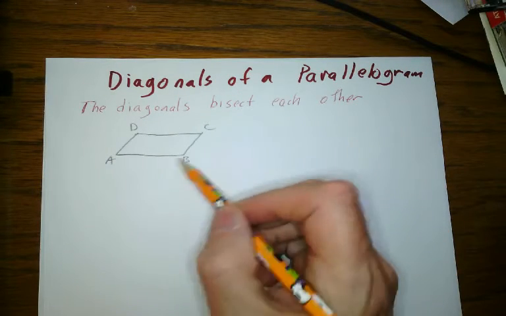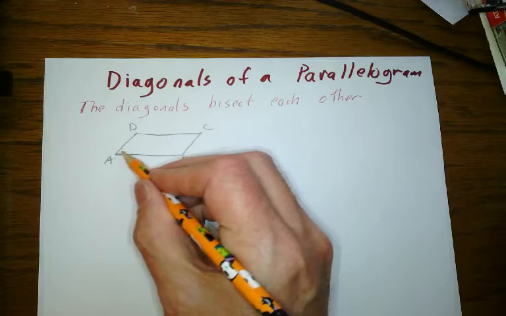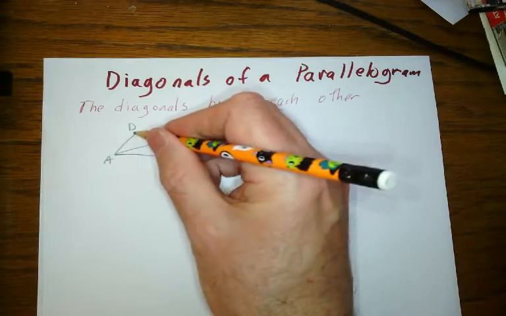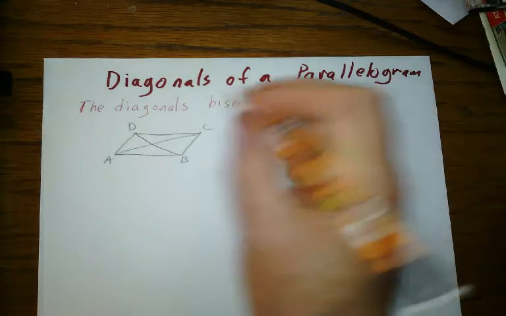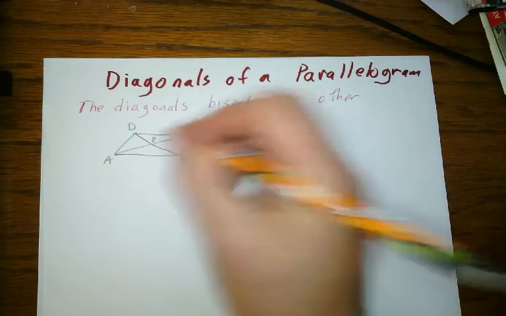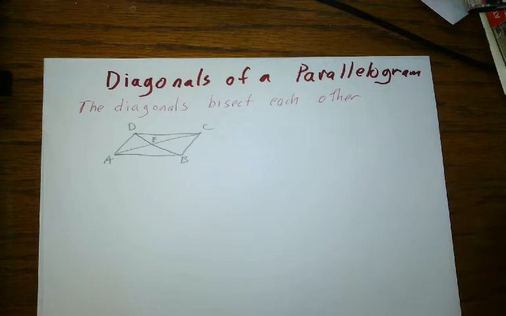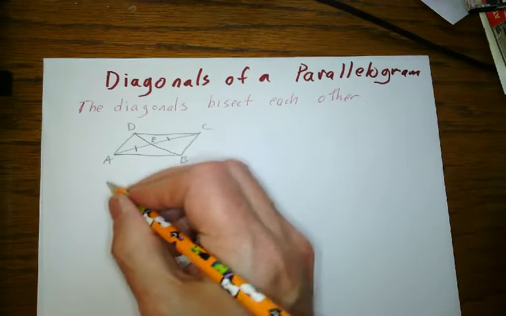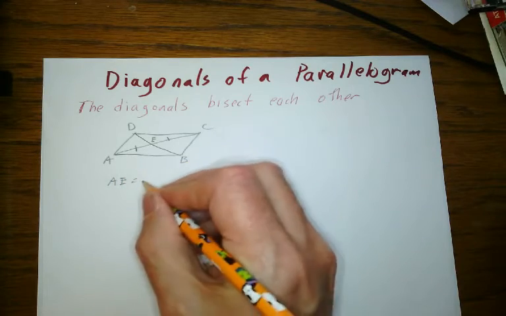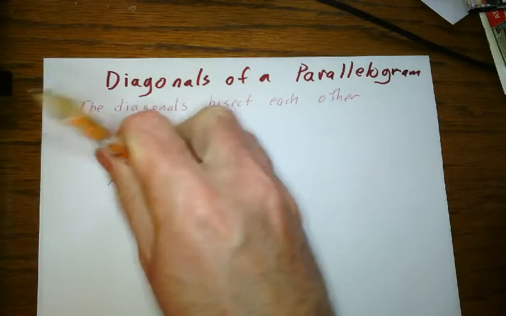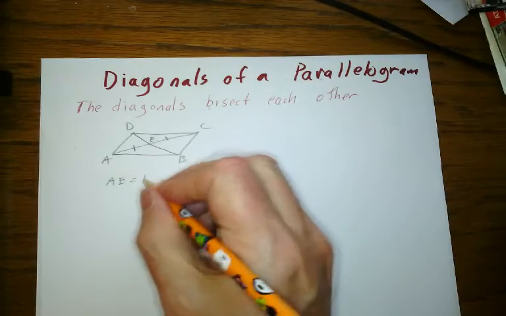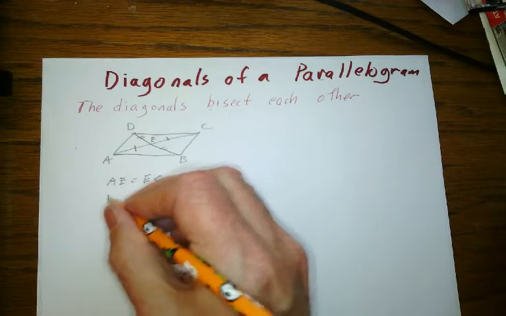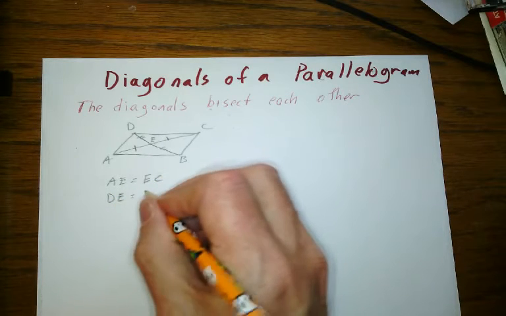Here is parallelogram ABCD. AC is a diagonal. BD is the other diagonal. Let's say they intersect at E. What it means if they bisect each other is that they each cut each other in half. So that means that AE is equal to EC. And it also means that DE is equal to EB.